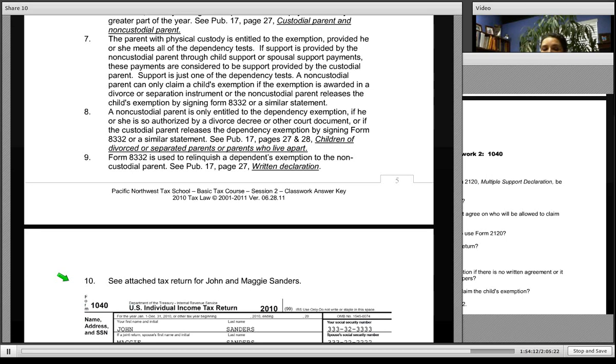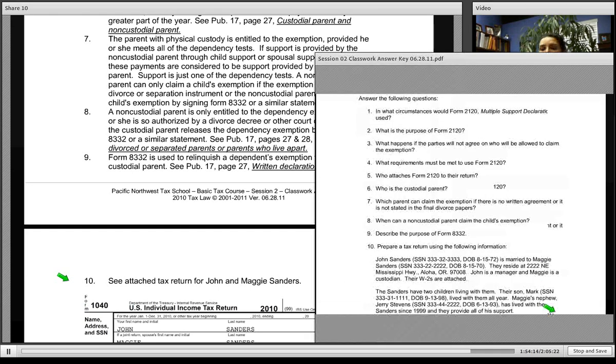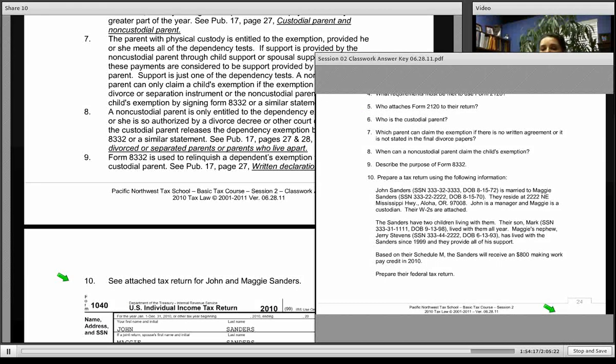Question number 10 was to prepare a tax return for the Sanders, and we made it a very simple return. John Sanders is married to Maggie Sanders. They reside at 222 Northeast Mississippi Highway in Aloha, Oregon. John is a manager. Maggie is a custodian.